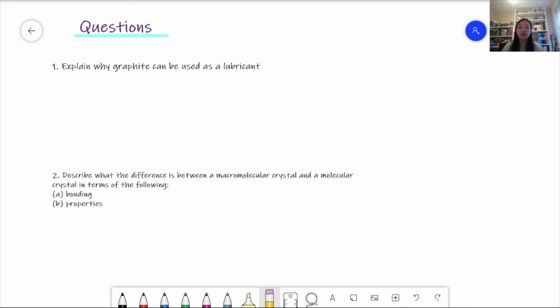And so for the properties, that means that a macromolecular crystal has a very high melting point compared to a molecular crystal, which would have a very, very low melting point because of the weak forces that we're trying to overcome. Because we're not trying to overcome the very, very strong covalent bonds between the atoms. We're actually breaking the weak intermolecular forces between the molecules. Whereas in the macromolecular crystal, we're trying to break the strong covalent bonds, which obviously takes a lot of energy to overcome. So it has a very high melting and boiling point.